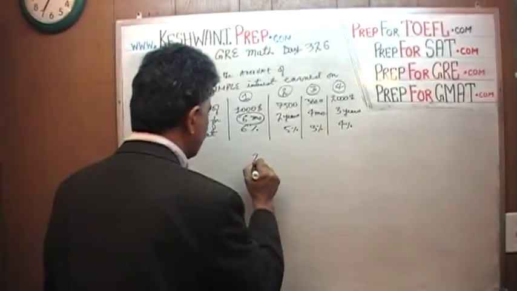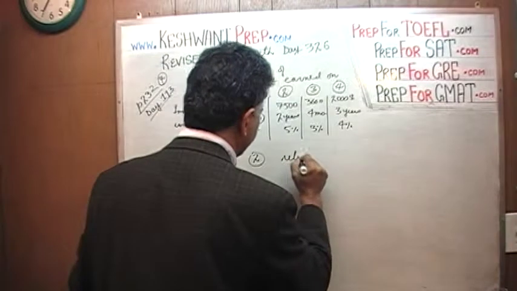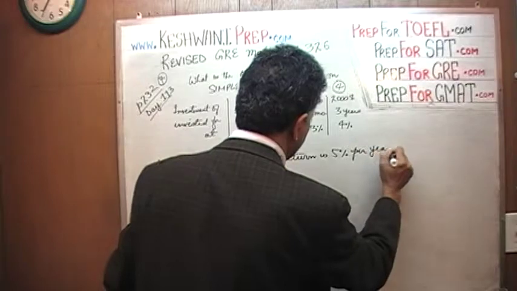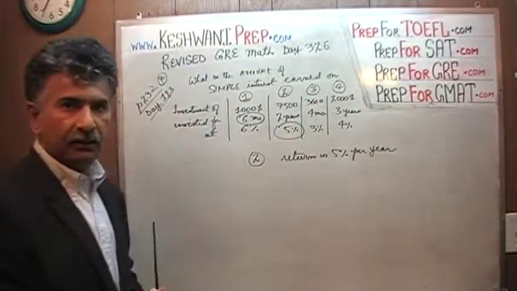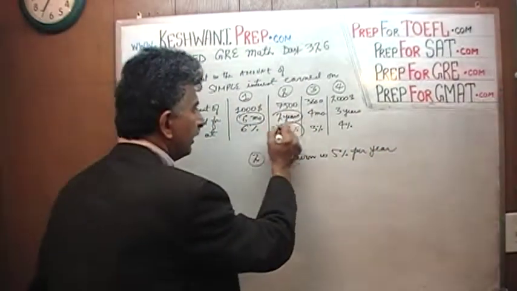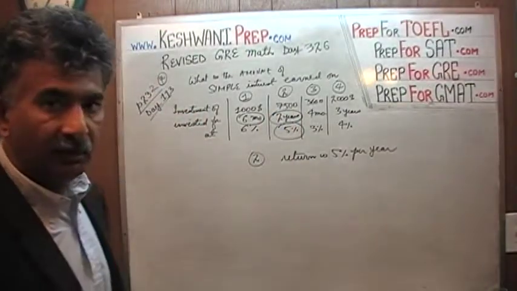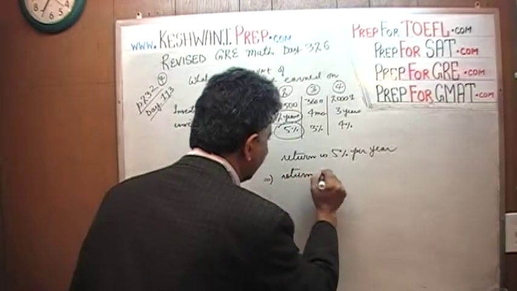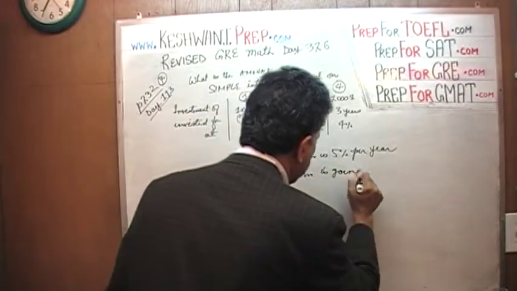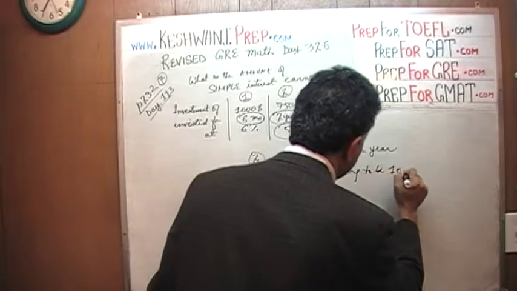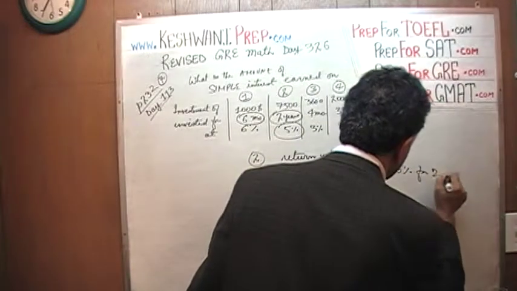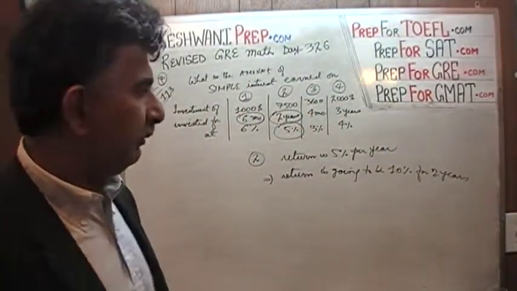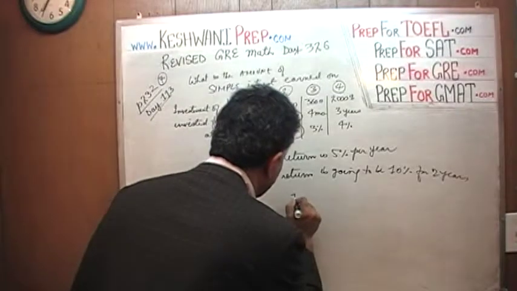So in number 2, the return is 5% per year. That's what it means, 5% per year. But we're keeping the money in the account for 2 years. So if it's 5% in 1 year, that implies the return is going to be 10% for 2 years. 5% each year, so for 2 years, we'll have 10%. Now the question simply is, what is 10%?